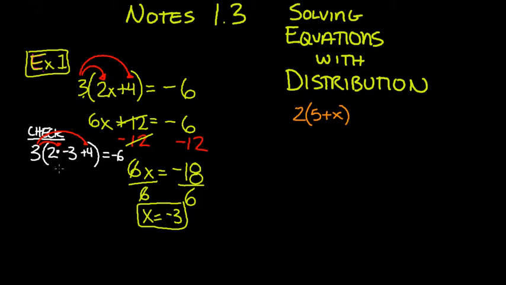All right, 2 times -3 is -6. So 3 times -6 is -18. 3 times the 4 is 12. Hopefully that equals -6. -18 and 12 is -6. And that it does indeed equal -6. So we get a true statement. It checks out.